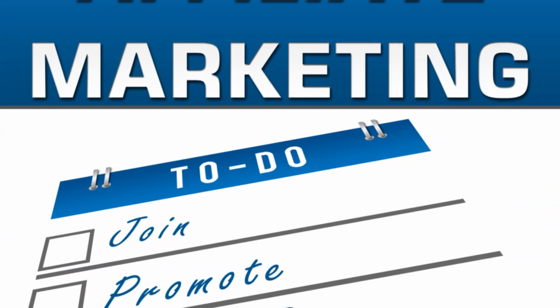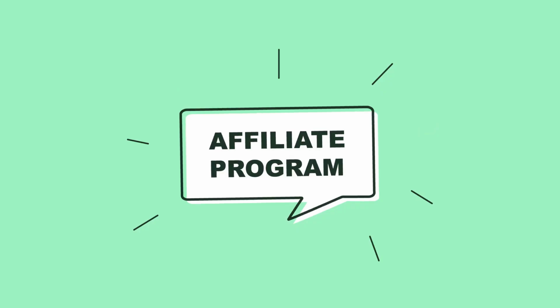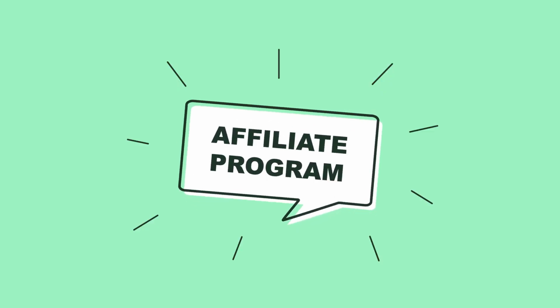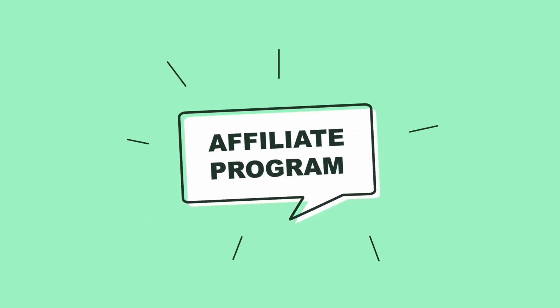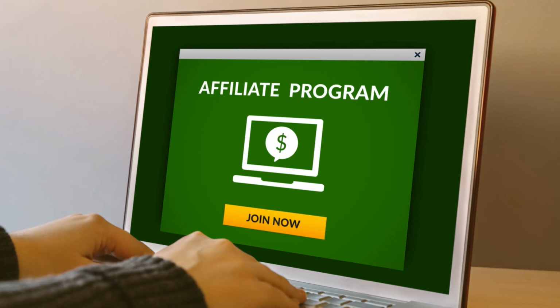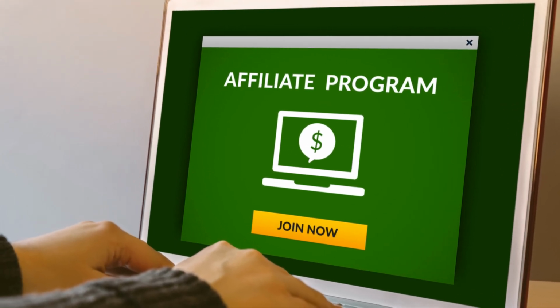Step 2. Choosing affiliate programs. Now, instead of focusing on VPNs specifically, let's talk about finding the right affiliate programs in general. Look for programs that offer recurring commissions and have a good reputation.